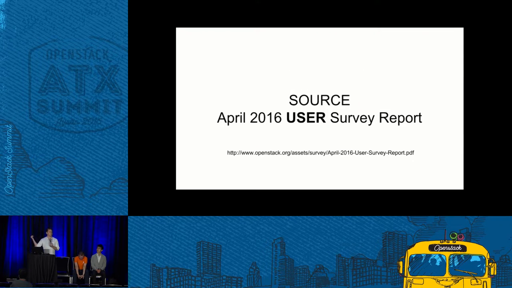So where did all those come from? They actually came from our user survey report, which anyone can go and download and view. I encourage everyone to take a look. We go through an NPS analysis of why people rate OpenStack poorly, and if you look at the verbatim analysis, there's a lot of highlights about complexity.